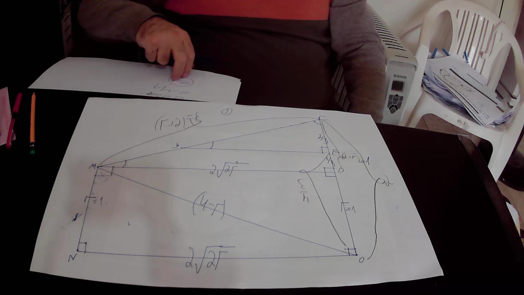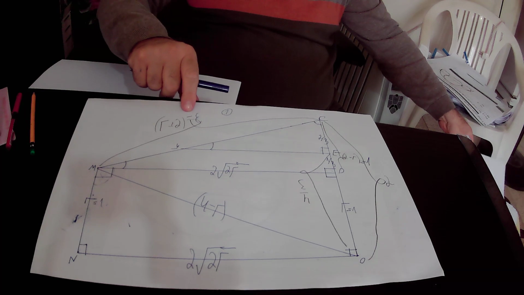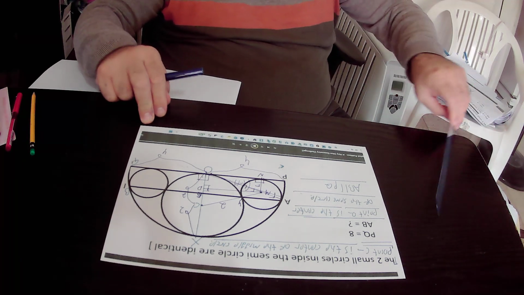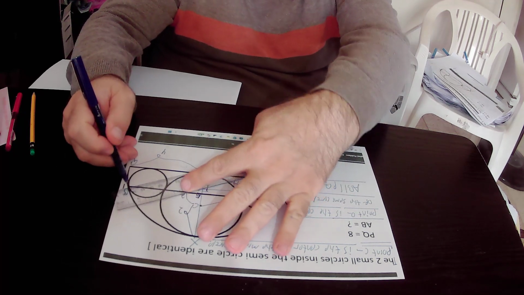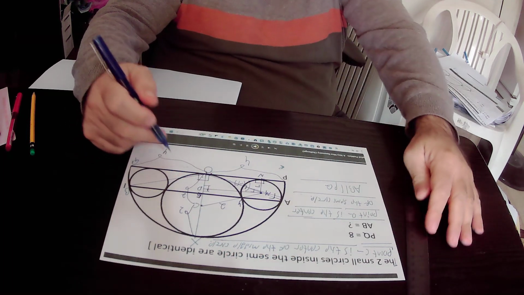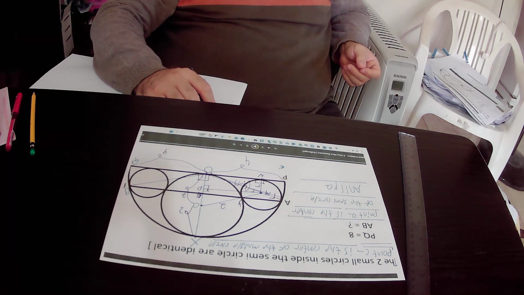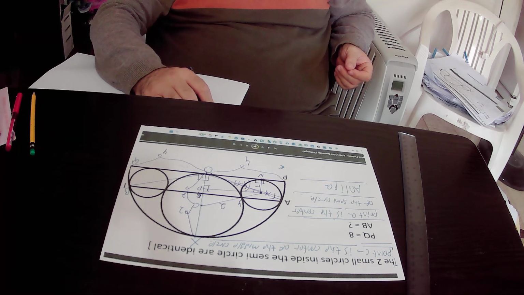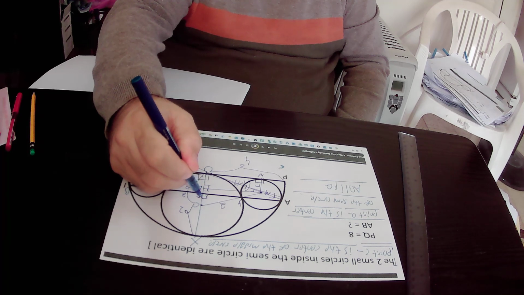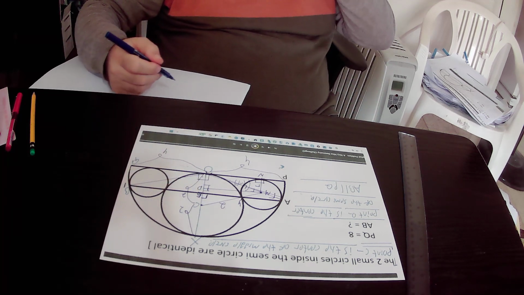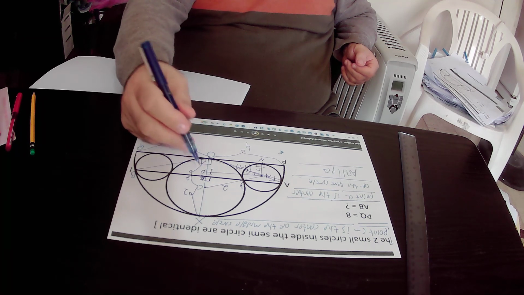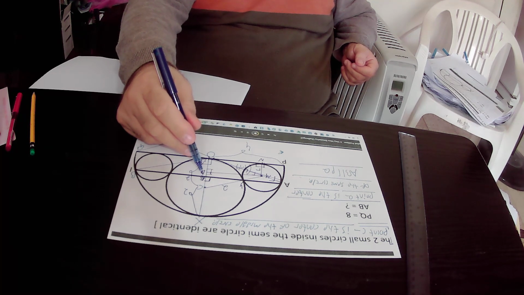So in the next step, we will connect together points O and B by a straight line. Here, what is the size of angle OEB? What is the size of this angle?